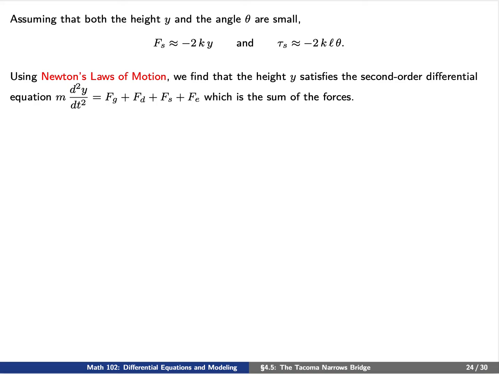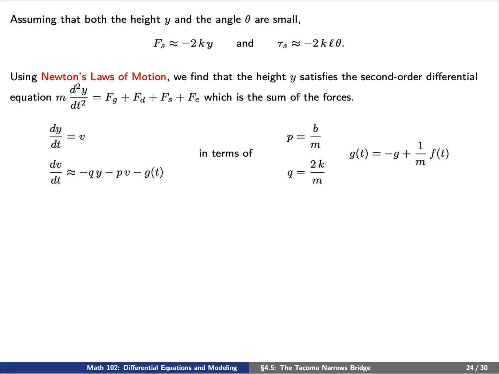Using Newton's laws of motion, we find that the height y satisfies a second order differential equation. Essentially, mass times acceleration will be the force due to gravity, plus the force due to damping, plus the restoring force of the spring, plus the external force. Putting all of this together, we then find that dy/dt is equal to v, and dv/dt is approximately equal to negative q times y minus p times v minus a function g of t. This is very similar to some properties of expressions that we've worked out towards the beginning of this course.